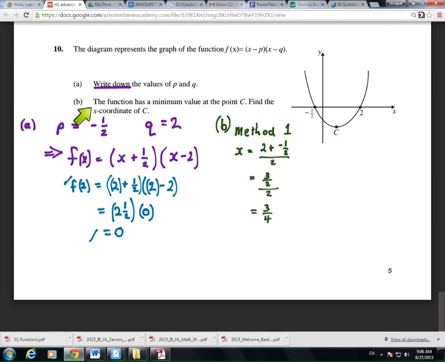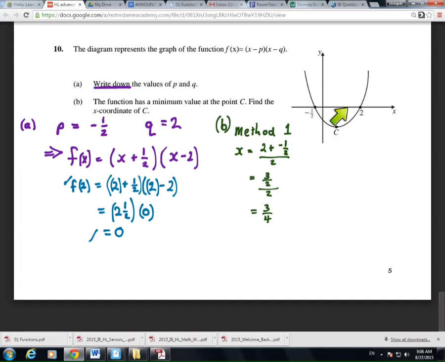The second part of the problem says the function has a minimum value at point C. Find just the x-coordinate of point C. So all we're really looking for is the axis of symmetry. And you'll notice what I did here. I added the two x-intercepts and divided by 2. That's the midpoint formula, which gives you on the number line the exact middle point between the two data points on the number line.